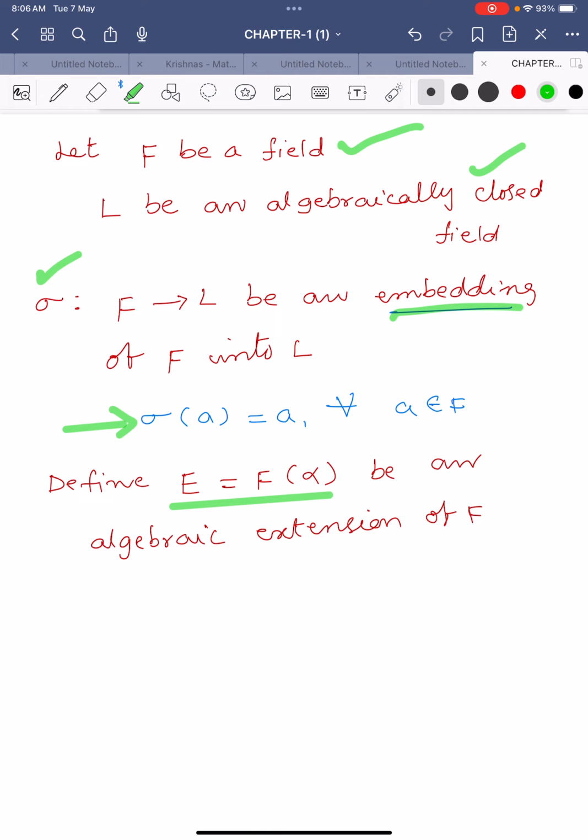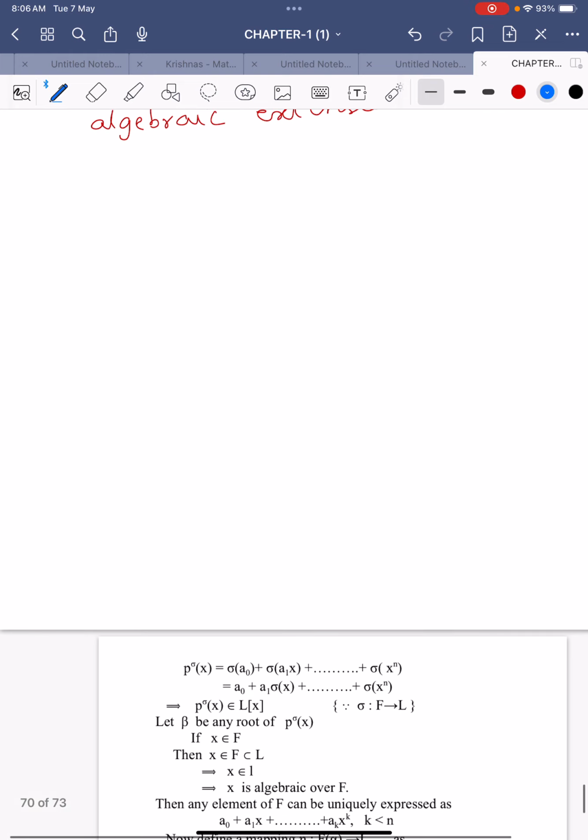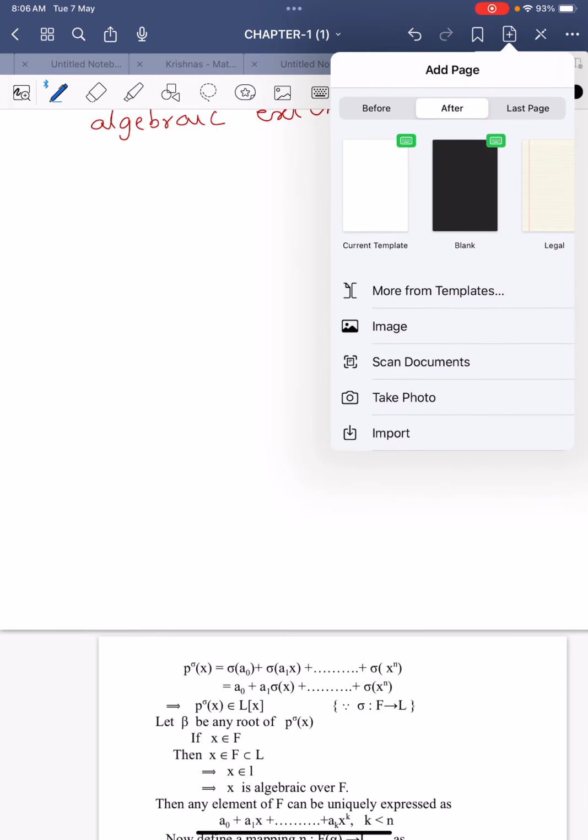Now we are going to prove this sigma can be extended to another mapping eta that maps E into L. That is also an embedding. And the number of such extensions is equal to the number of distinct roots of the minimal polynomial satisfied by alpha. That's it. To prove this, let us define a polynomial.